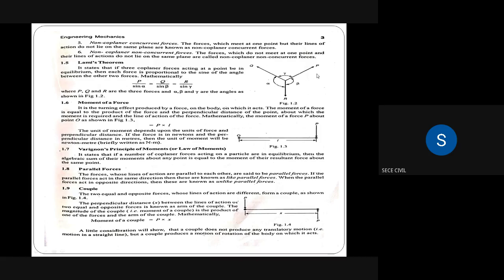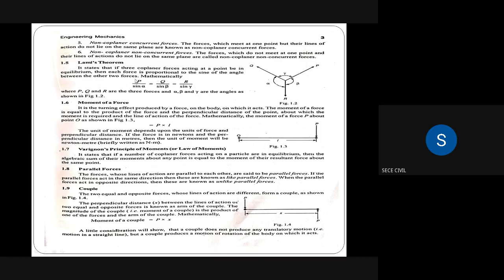Okay, so mathematically, each force is proportional to the sine of the angle between the other two forces. Sine of the angle for P: the other two forces are Q and R. The angle between Q and R is alpha, so P by sine alpha. For Q, the other two forces are P and R, the angle is beta, so Q by sine beta. For R, the other two forces are Q and P, the angle between those forces is gamma, so R by sine gamma.